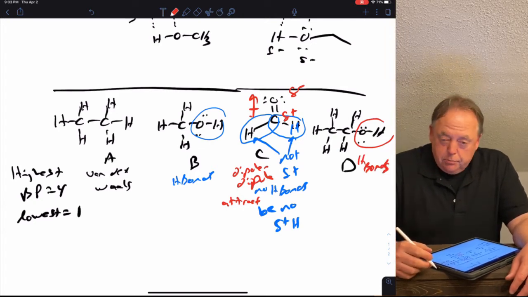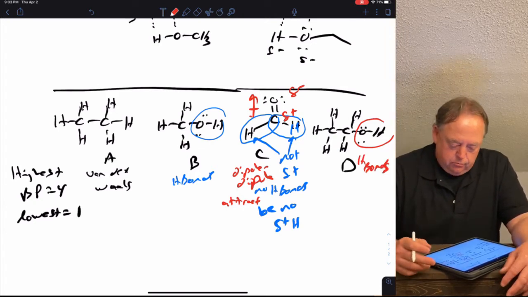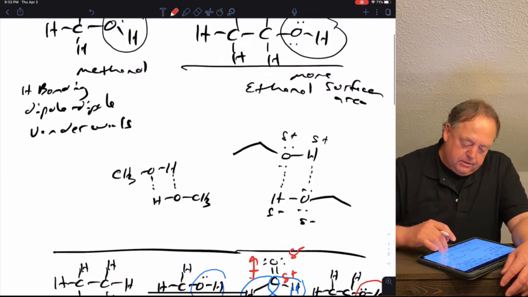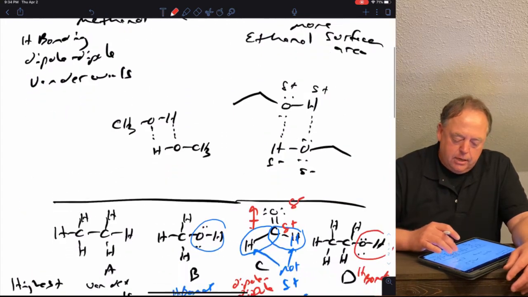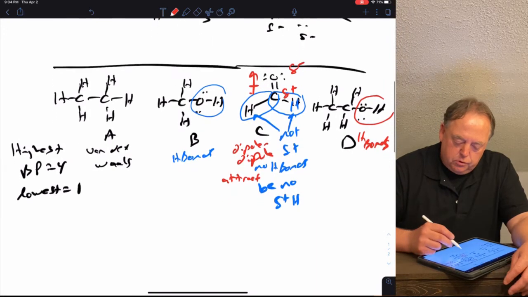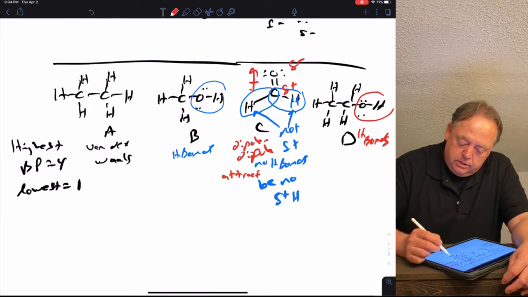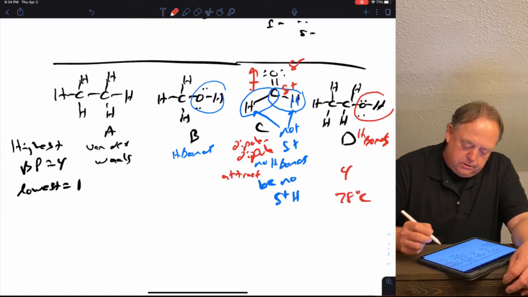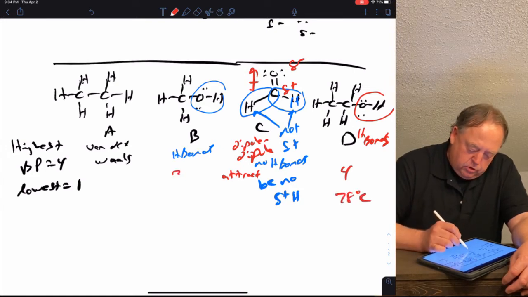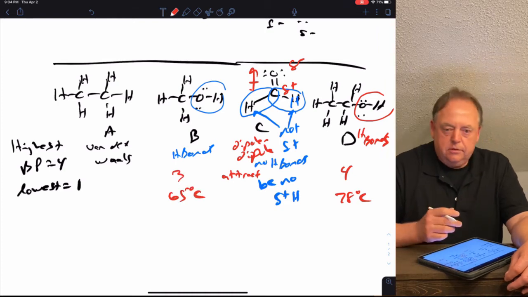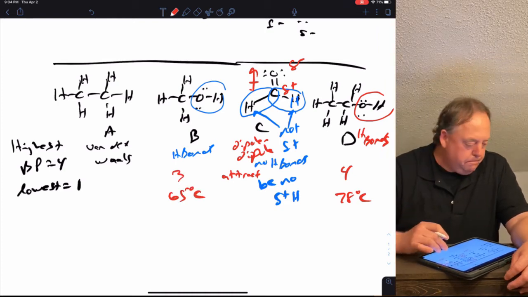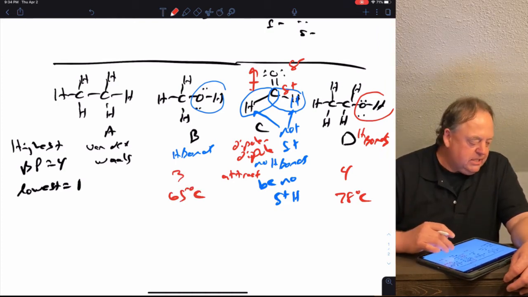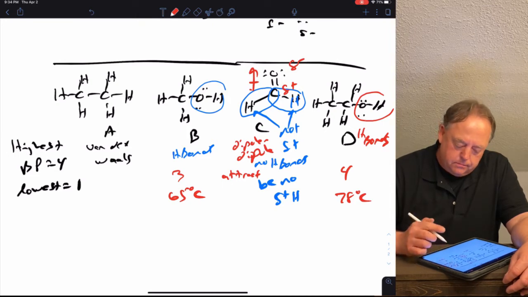So which will have the highest boiling points? B and D. And we just looked at in this example, since they can both make hydrogen bonds, then you could go to surface area. D has more surface area than B, so D has the highest boiling point, so it's 4, it's 78 degrees Celsius. And B is next, so it's 3, it's 65 degrees Celsius, if you determine those experimentally. And then between C and A, which would have a higher boiling point?